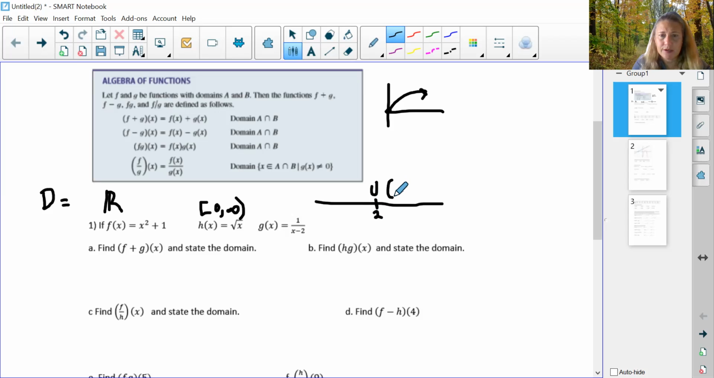So we would write it in interval notation like this: negative infinity to 2, and then 2 to infinity. I use this U, which means union. This means together with. This symbol here is known as intersection.